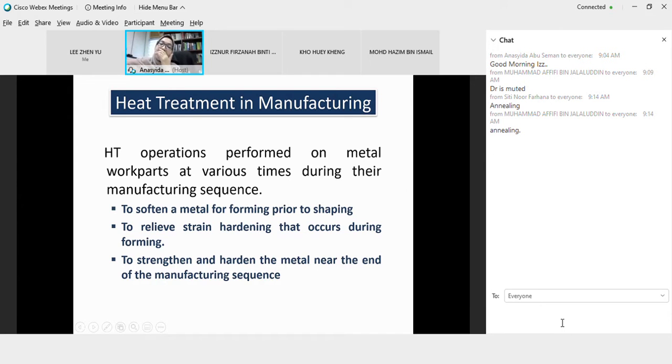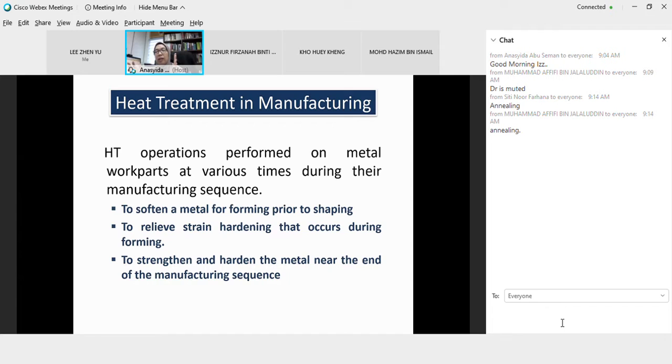Okay, good. Annealing. So annealing has two concepts. One is to make the material ductile for the process of deformation. Annealing can also be done after the process of deformation. This one we call stress relief anneal. So what is the difference between process anneal and stress relief anneal? One is done before the process of deformation. The other is done after the process of deformation.